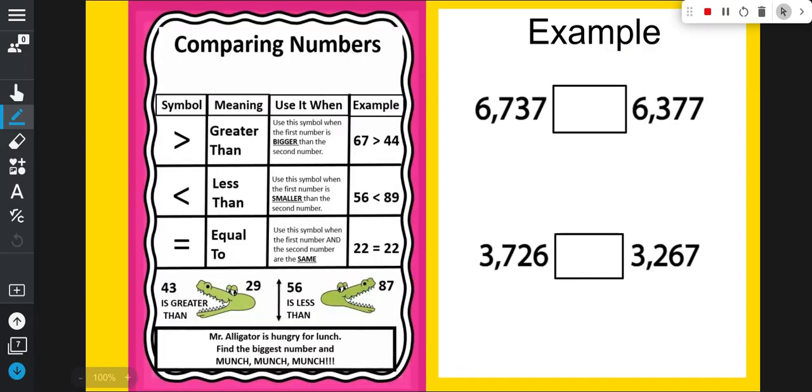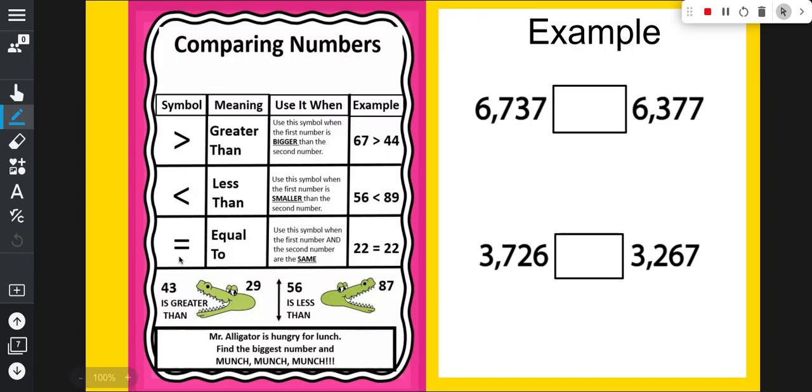All right, moving on. Comparing numbers. A lot of times when we compare numbers, you're going to see these boxes, more circular in shape. When we compare numbers, we're going to be using the symbols of greater than: the first side is bigger or greater than the second side. Less than: the first side is less or smaller than the second side.